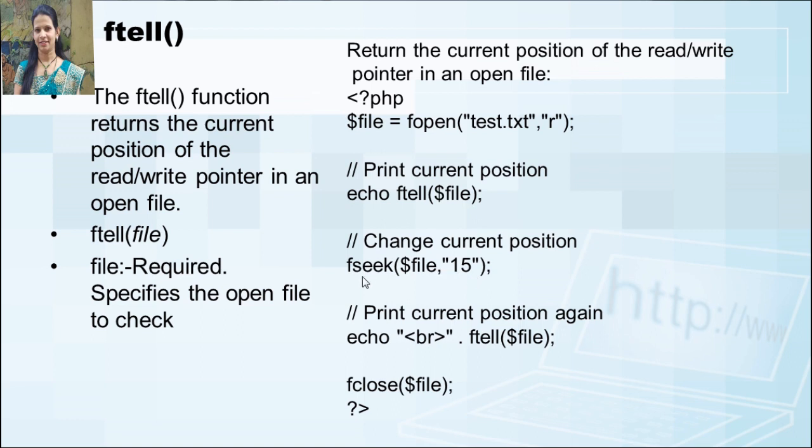So here we are using the fseek function in combination with ftell. Here we are moving the pointer: $file, comma 50, and then print the current position again. You are changing the position by using the fseek function. Now check if it is changed or not. By using the fseek function you can change it.